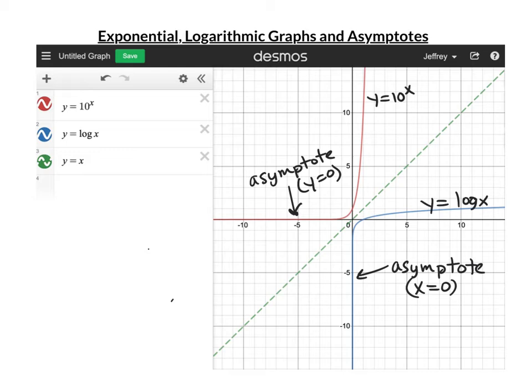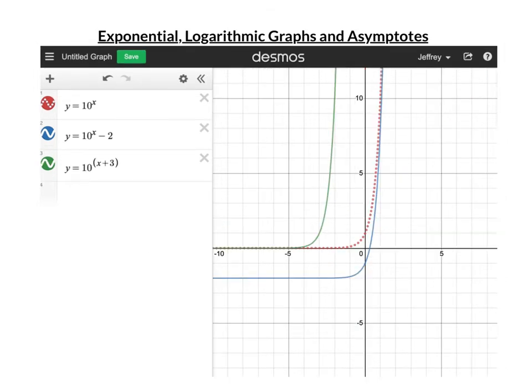And take a look at the asymptotes. For the exponential equation, the asymptote is the x-axis. The equation of the x-axis is y equals 0 because you don't go up or down at all. The asymptote of the log function is x equals 0. It's the y-axis, where x is always 0. Anywhere on the y-axis, x is 0.